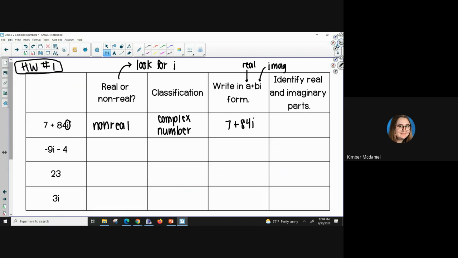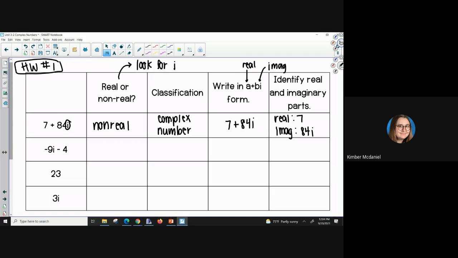And then the last thing we're going to do is identify the real and imaginary part. So for each of these boxes, we're going to put real, and then I'm going to abbreviate imaginary. In 7 plus 84i, somebody tell me what's the real part? 7. What's the imaginary part? 84. I'm going to put 84i. If you put just 84, just know that I'm not going to count that wrong because I know exactly what you're talking about.